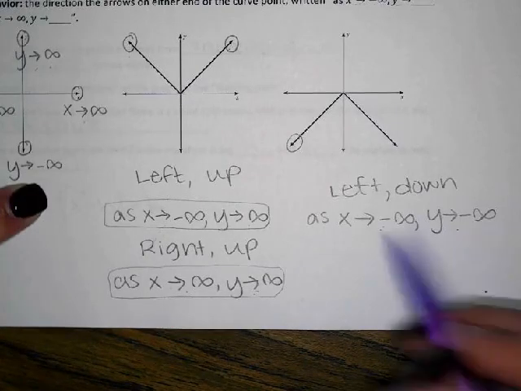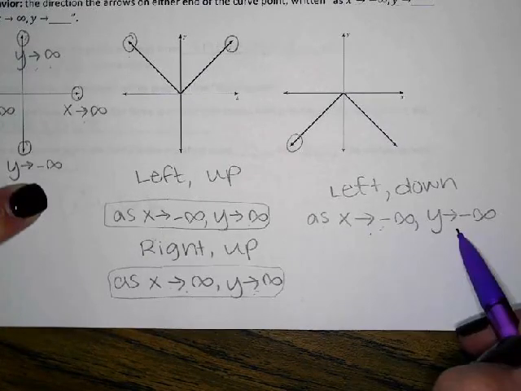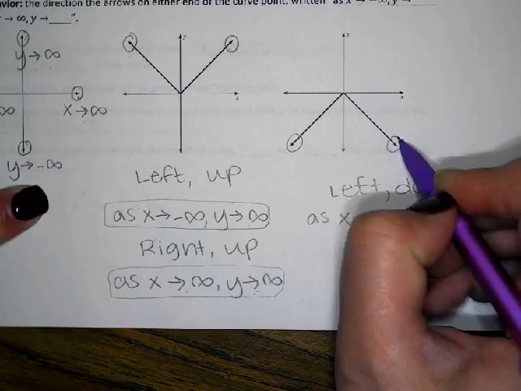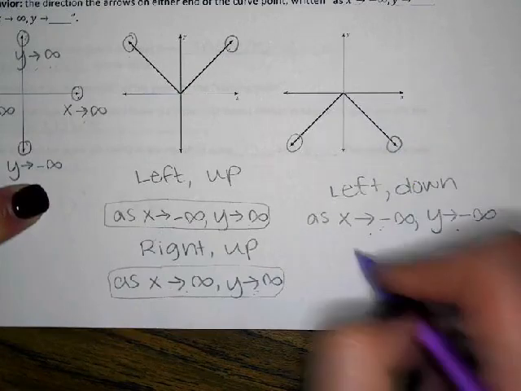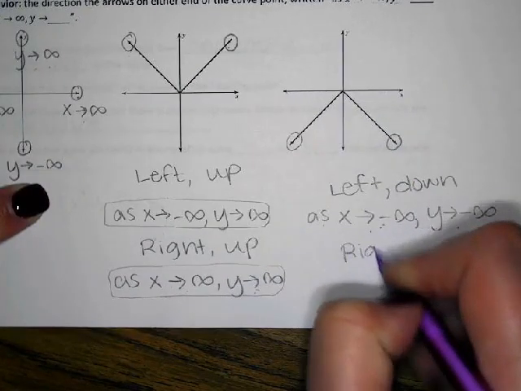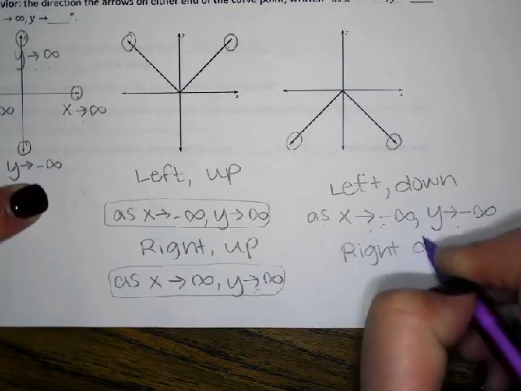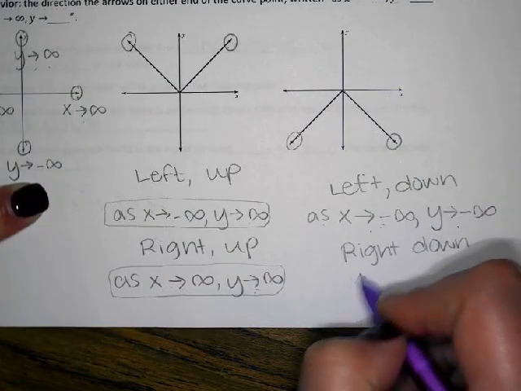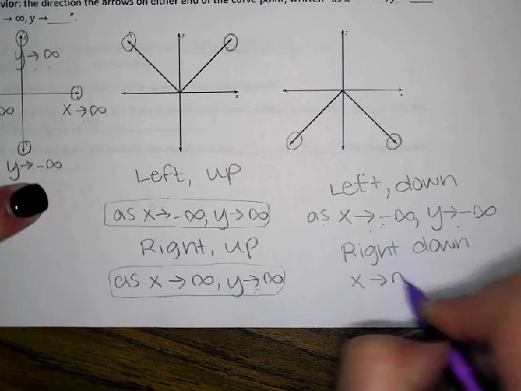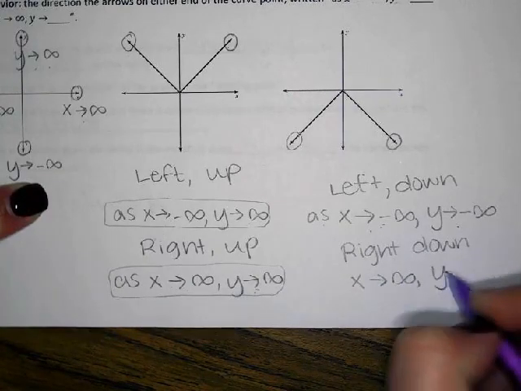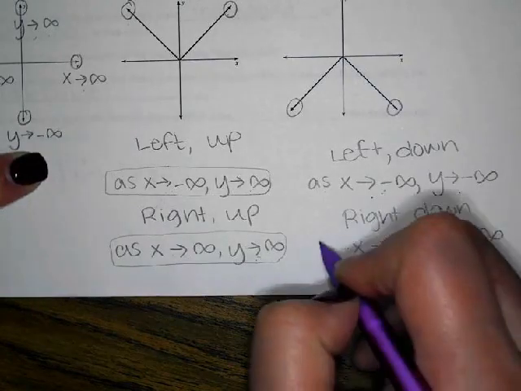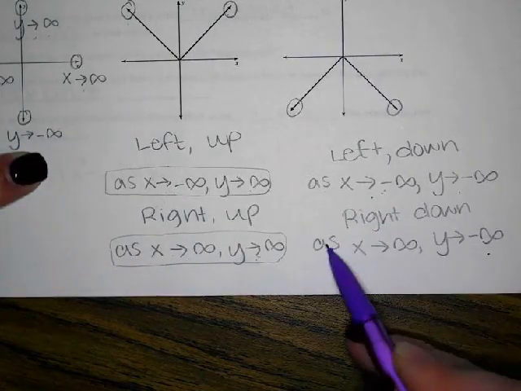And then I'm going to look at the right arrow, and that one goes down as well. So the right arrow goes down. So as I look at the right arrow, I can see that it goes down.